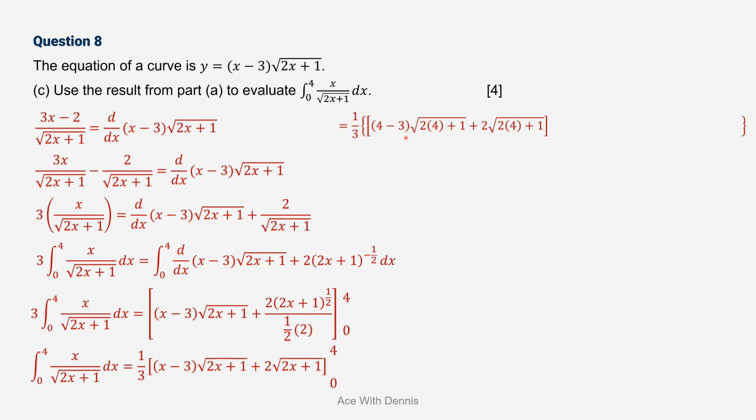4 minus 3 times the square root of 2 times 4 plus 1, plus 2 square root of 2 times 4 plus 1. Then minus, substitute 0 inside the whole thing: we have 0 minus 3 square root of 2 times 0 plus 1, plus 2 times the square root of 2 times 0 plus 1. So calculate everything here. We'll have 1/3 times (3 plus 6 minus bracket negative 3 plus 2). Okay, and pressing the calculator, we get 10 over 3, or 3 and 1/3.